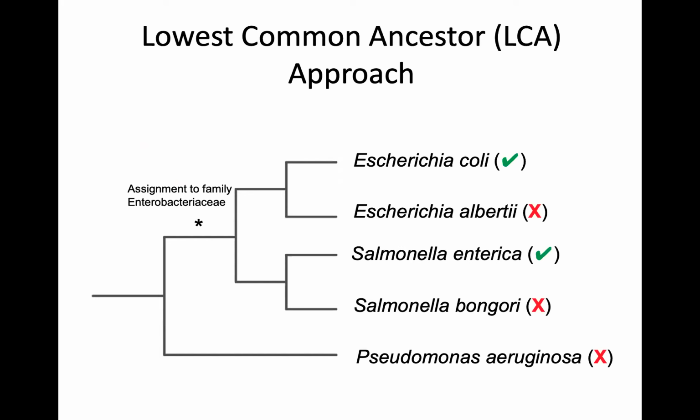The other thing that you can look at, which you'll often hear about, is LCA, or lowest common ancestor approach. And what this means is that because you're going to get k-mers or matches across multiple species, right?